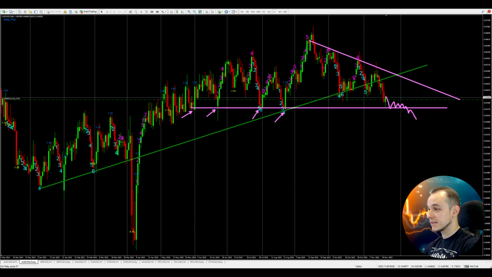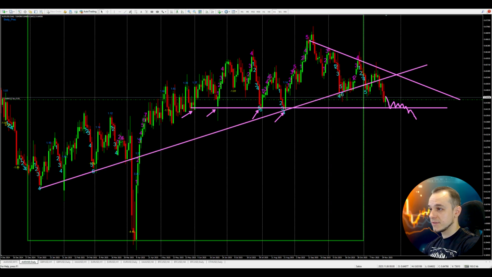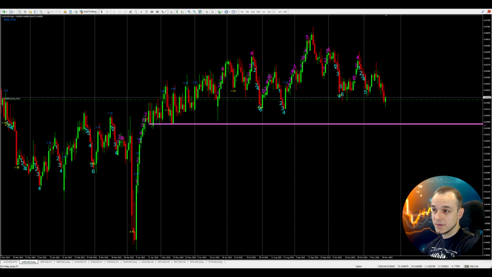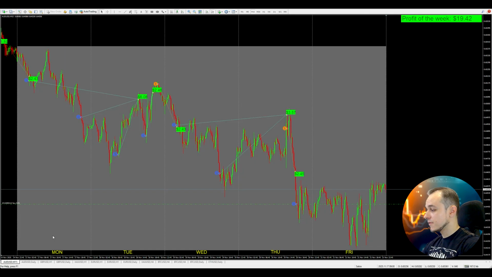the uptrend that we were in since December 2024 is obviously ended, and currently market shifts into the phase of the downtrend or maybe into a local consolidation with the next support level near the prices of 0.6370. Speaking about the profit, this week we made almost $20 of profit.